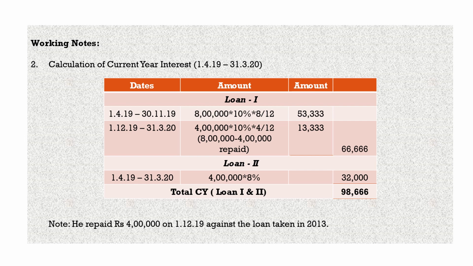So totally the loan 1 interest will be 66,666. Same way, loan 2 will be for the period 1/4/19 to 31/3/20, which is 32,000. Totally, the current year interest for loan 1 and 2 will be 98,666.